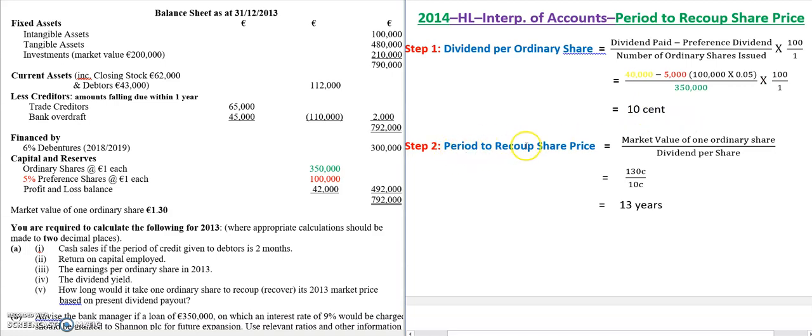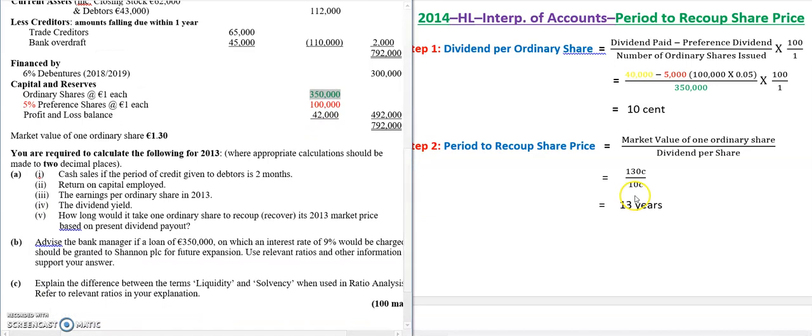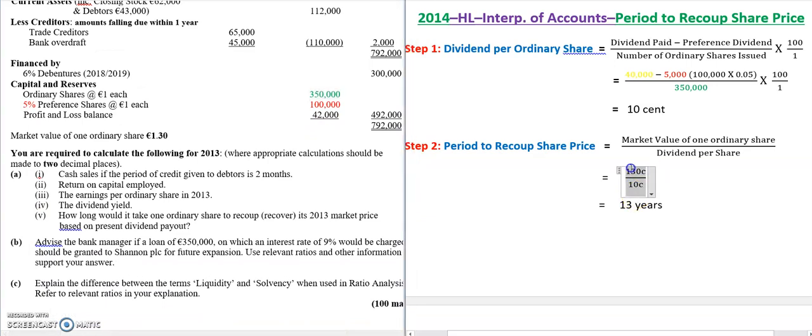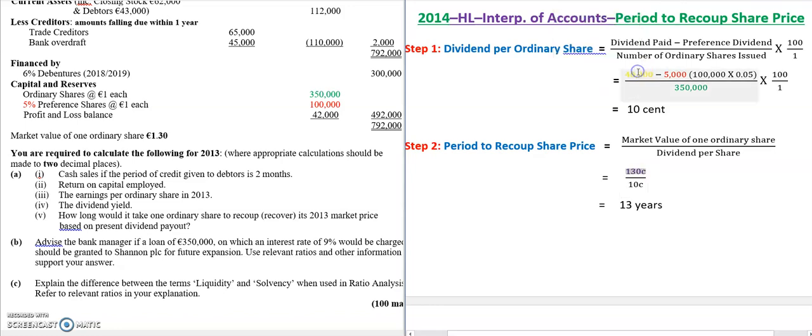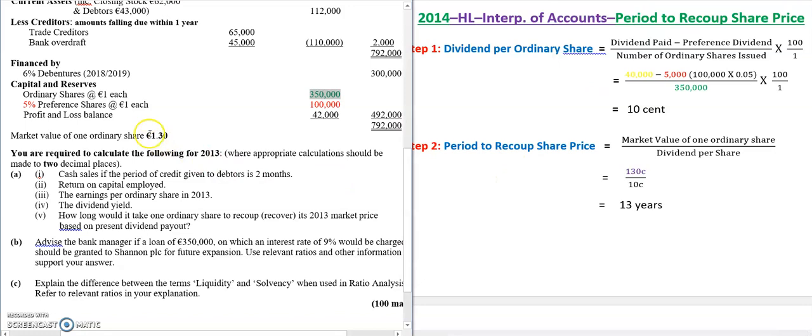Okay, so our second step, the period to recoup. It's the market value over the dividend per share. So the market value, you always find that underneath our balance sheet. I'll just highlight this here. So you can see it is 130 cent, but it says 1.3 here.